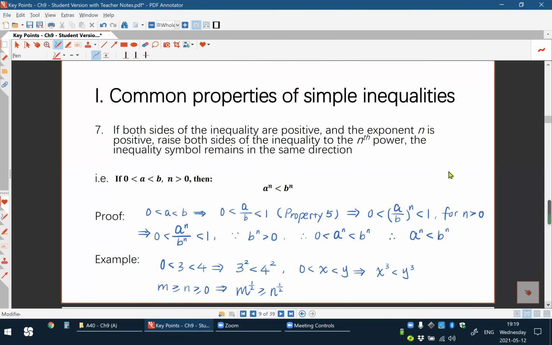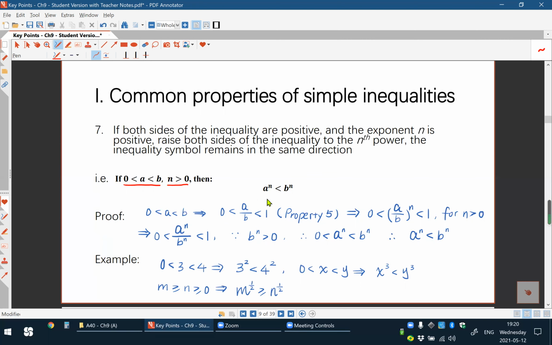Property 7. If both sides of the inequality are positive and the exponent n is positive, raise both sides of the inequality to the nth power. The inequality symbol remains in the same direction. In other words, if we know that a is smaller than b and both a and b are above 0, and also we know that n is a positive number, then we have a to the nth is smaller than b to the nth.